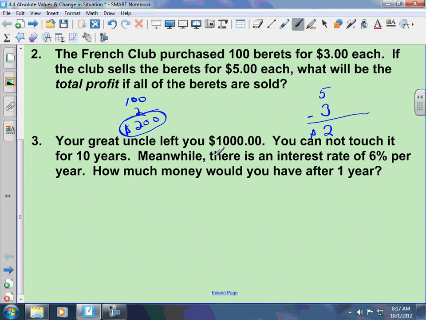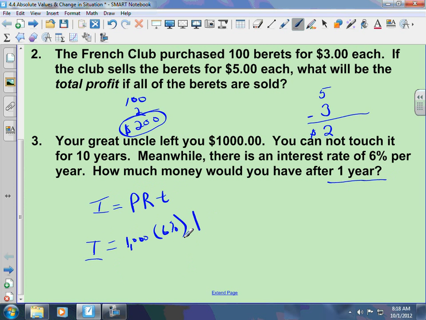Your great uncle leaves you $1,000. You can't touch it for 10 years. Meanwhile, there's an interest rate of 6% per year. How much money will you have after 1 year? Okay, this does not say compound, does it? So we're going to do the simple interest formula. The simple interest formula is I equals principal times rate times time. So your interest equals, your principal is $1,000 times your rate is 6, don't forget the percent. Your time is 1 year.